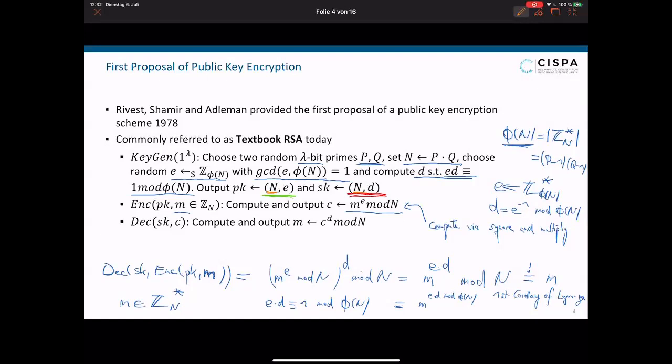Correctness follows from the fact that d is the inverse of e modulo phi of n, and that in the exponent, we essentially compute modulo phi of n.